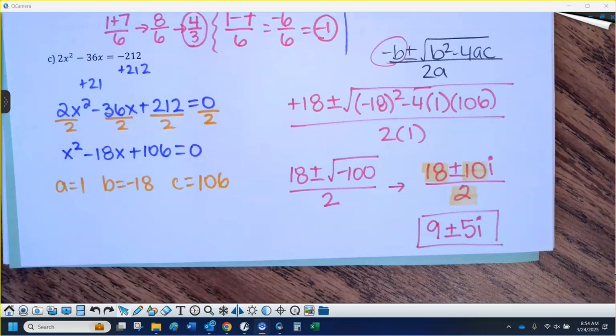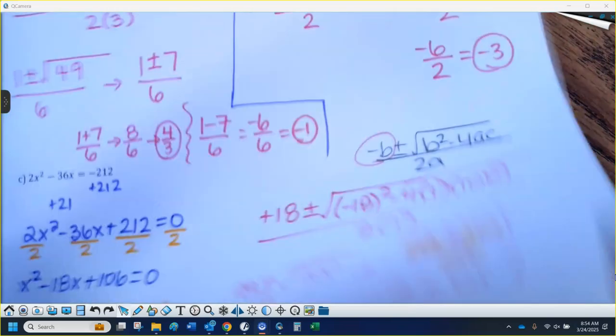So like we've had here, we've had one that was the perfect square. We had two answers. We had one, the square root of 0. This one had a square root of a negative, so we ended up having an imaginary solution. So it just depends on the question what you might get.